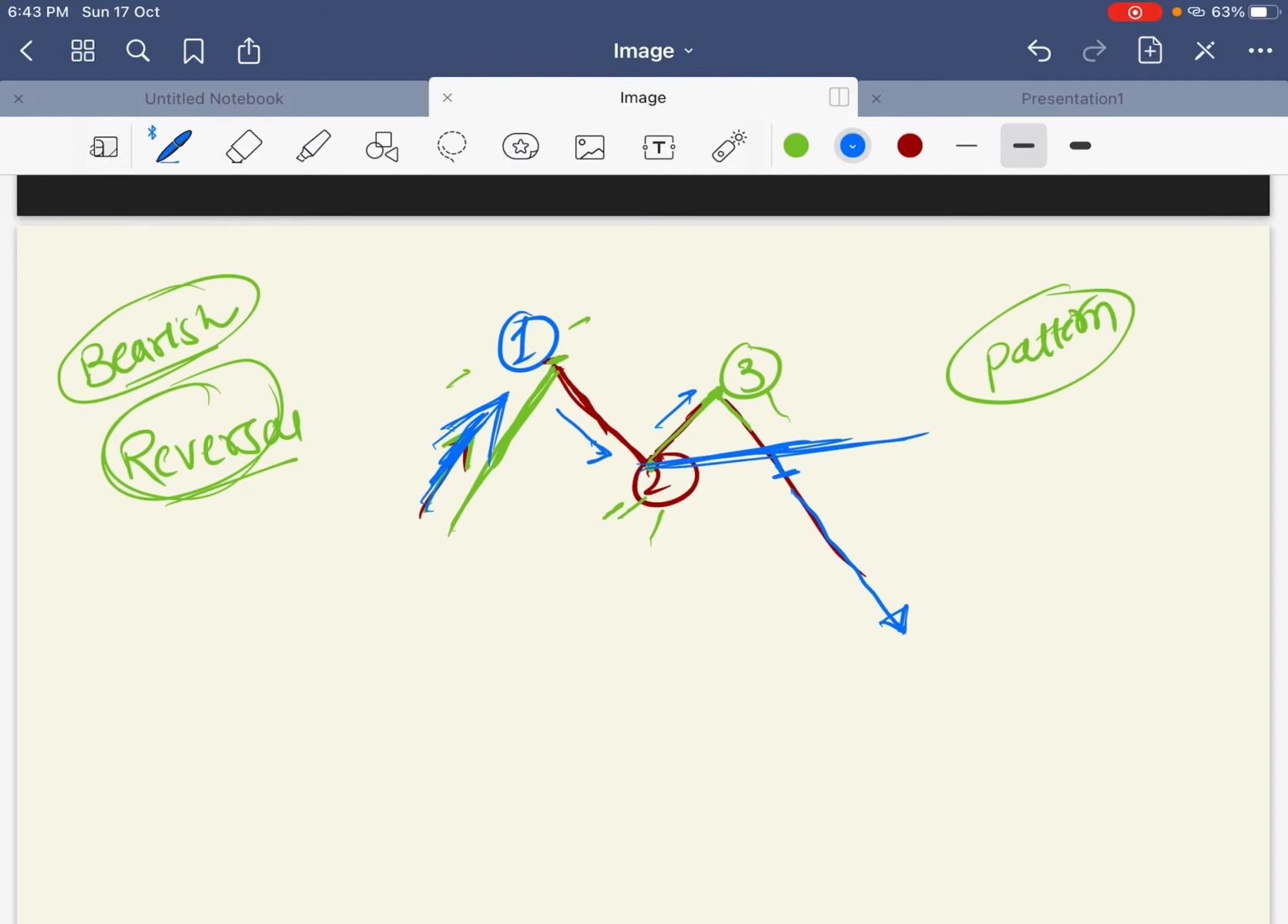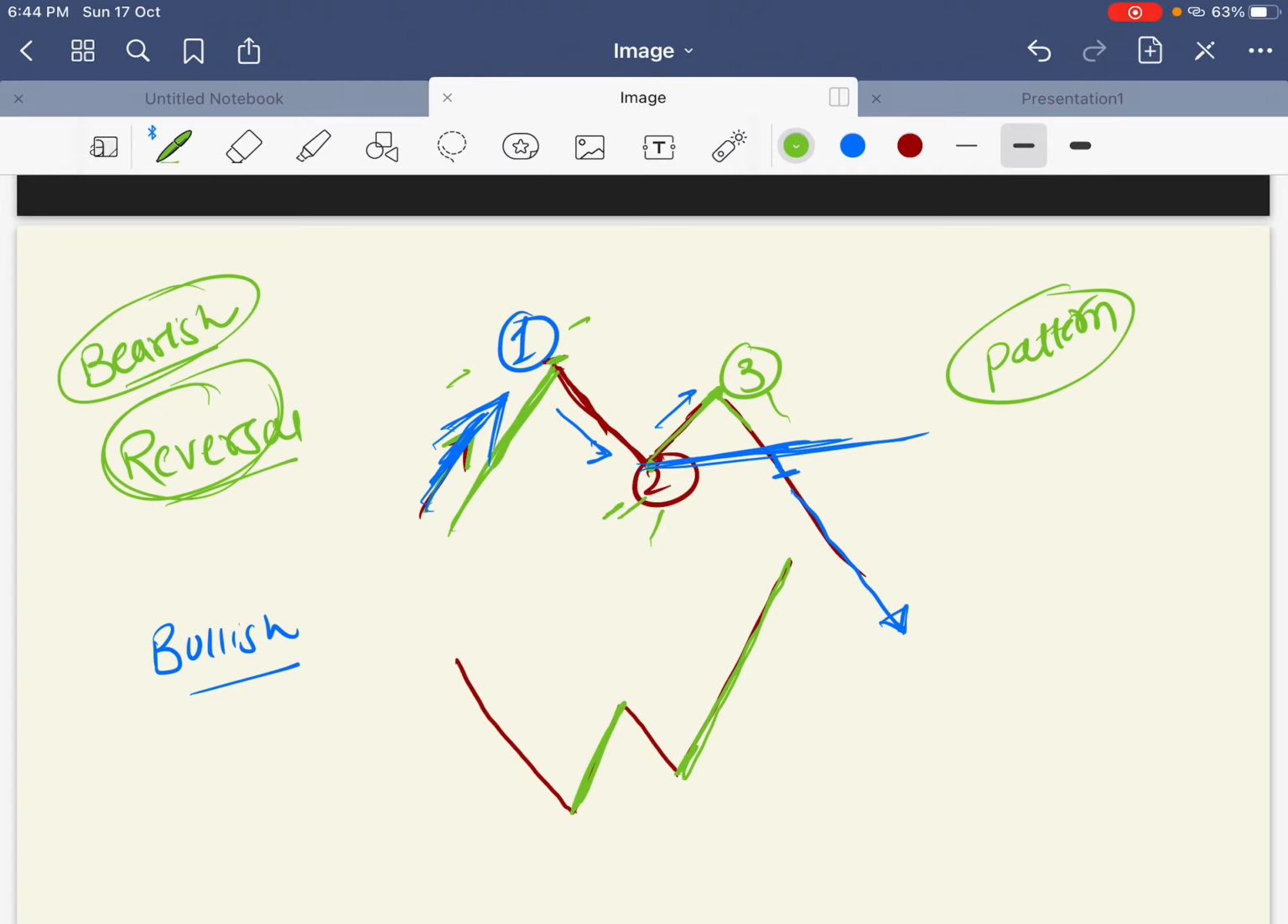For the bullish, what you have to remember, let me just write it here. For the bullish, actually the trend looks like this. Let me draw this, then I will change the color accordingly. As you can see from here, this is bullish, this is bearish, and this is also bullish.